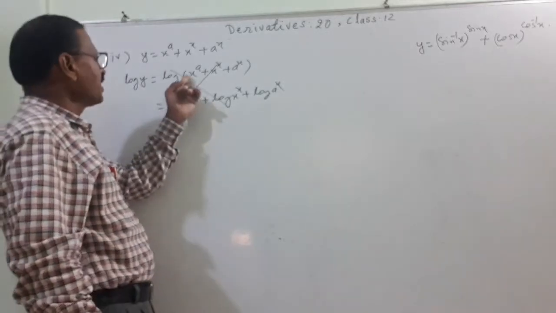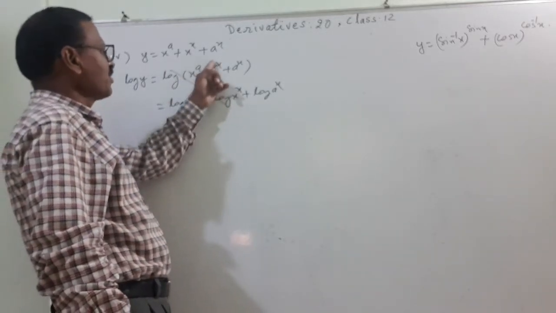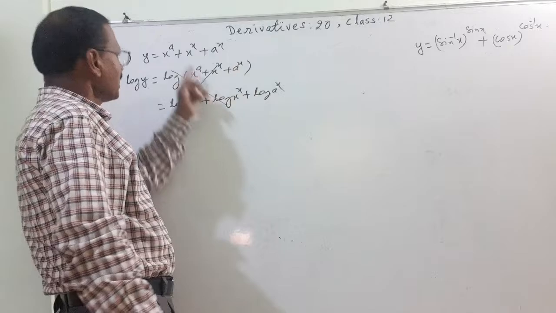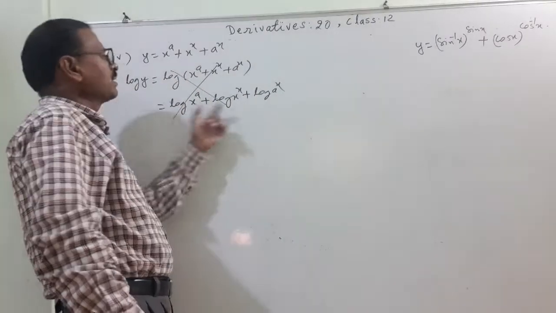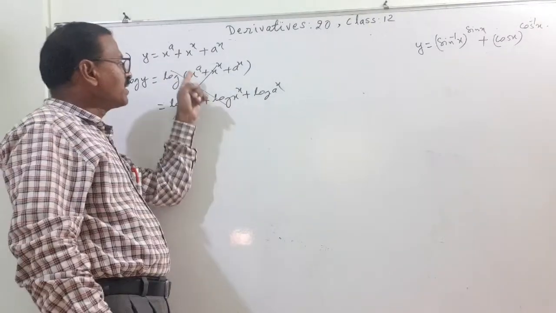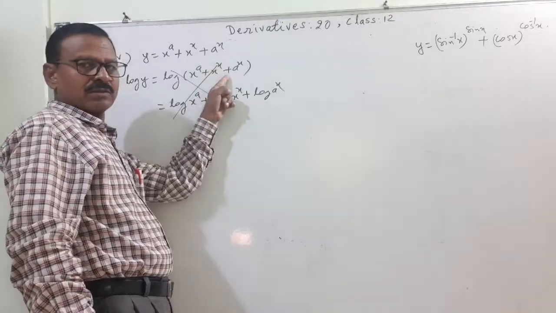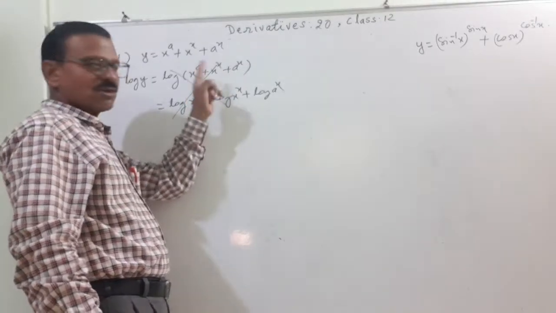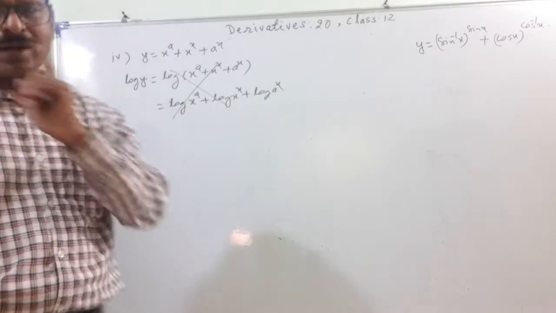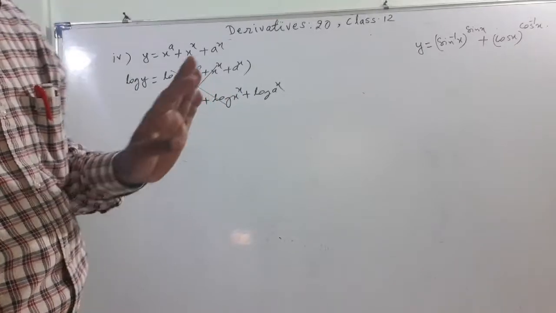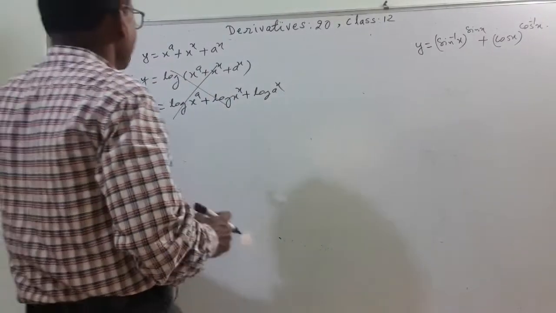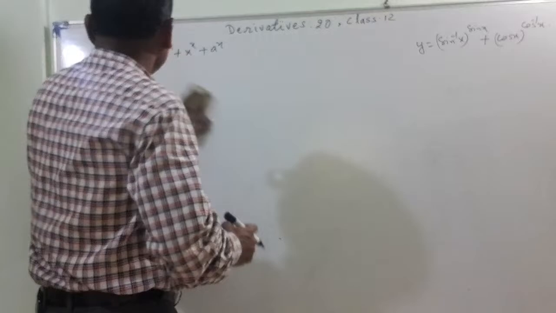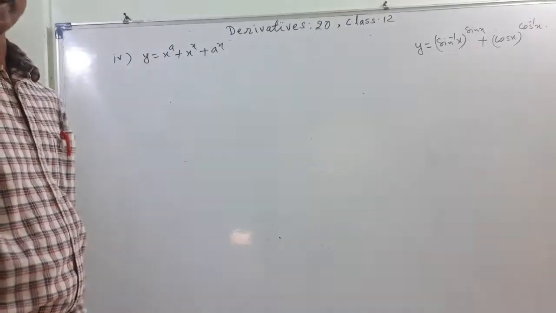If here it is x raised to a into x raised to x into a raised to x, then you can take the log and the next step will be this, if it is into here and here. But if it is plus or minus, then you never take the log of individual. So how to solve this? Take the individual derivative.